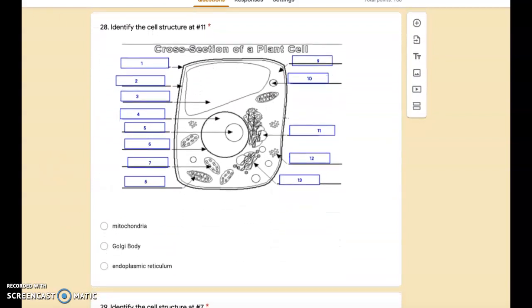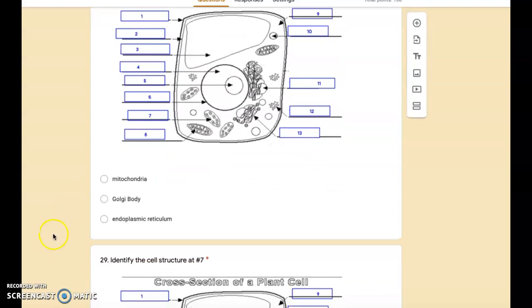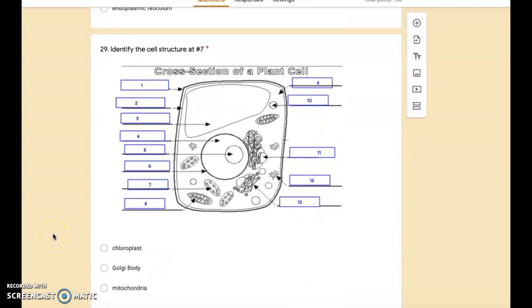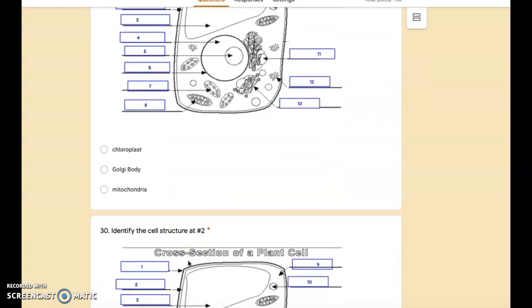Number 28. Identify the cell structure at number 11. So it's over here on the right side. It's the maze of passageways right next to the nucleus. Is that the mitochondria, the Golgi body, or the endoplasmic reticulum? Number 29. Identify the cell structure at number 7. So number 7 here is the bottom left. This is only in plant cells. Is this a chloroplast, Golgi body, or mitochondria?